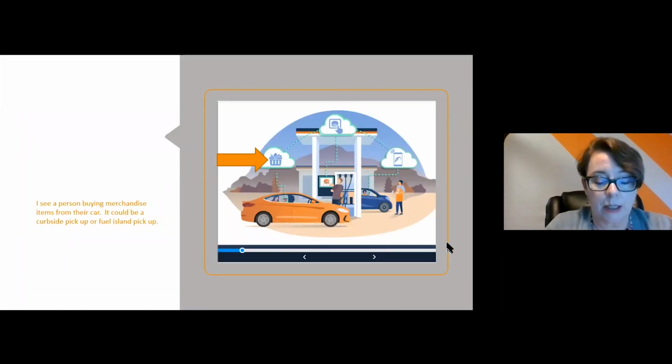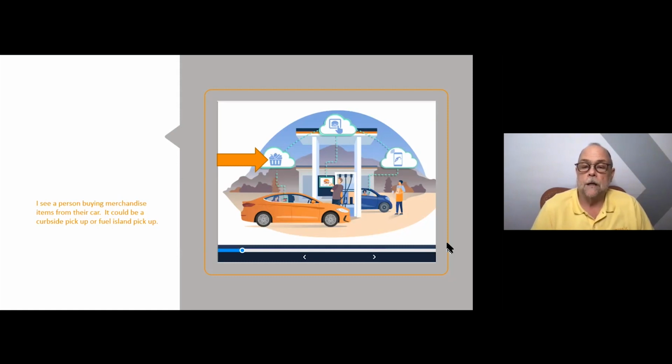Okay, so that sounds like a good time saver for the consumer. And here's more time savings as we see a person in the orange car who is buying merchandise on what appears to be a digital device. And it could be for curbside pickup or for at the island pickup. Yeah, I think this is where the person in the orange apron is going. I think this order has been filled and they're headed out there with it.